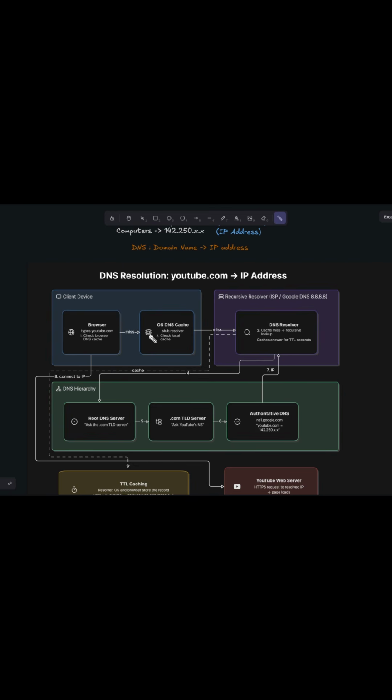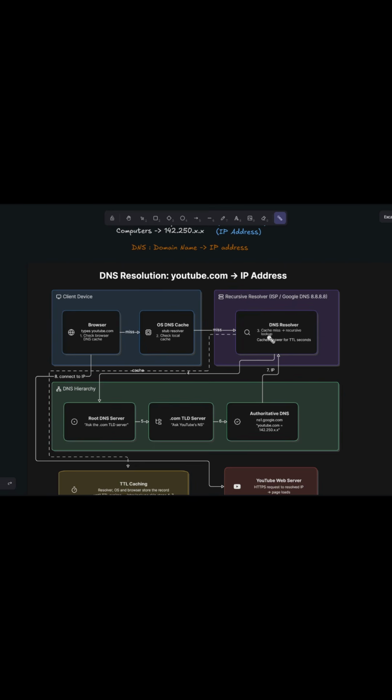Step 2 is the OS DNS cache. Next, your operating system's stub resolver checks its local cache. Still no match, another miss. Then the recursive DNS resolver. Now the request goes out to a recursive DNS resolver, usually run by your internet service provider or a public one like Google DNS. This resolver's job is to find the answer on your behalf.